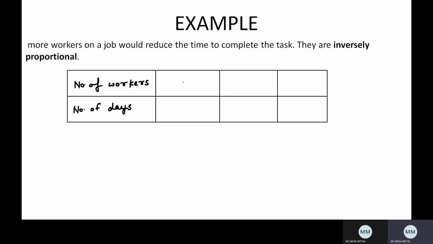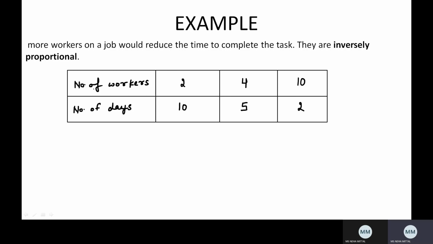Let us take, there are two workers who complete the wall in 10 days. If I increase the number of workers to 4, then the number of days will get decreased. Suppose they take only 5 days. If I again increase the number of workers, suppose now the number of workers is 10, they will take very less number of days to complete the wall. Suppose they take only 2 days.